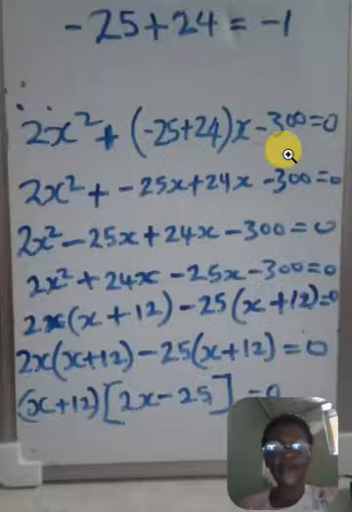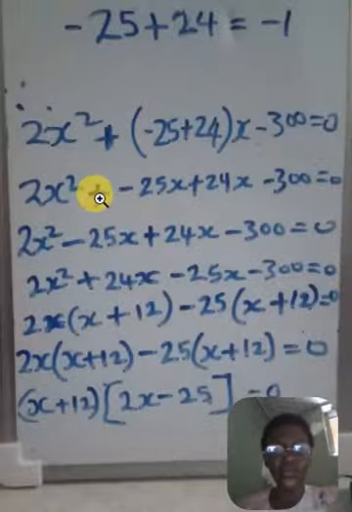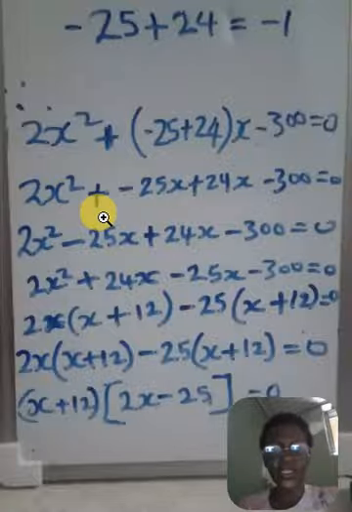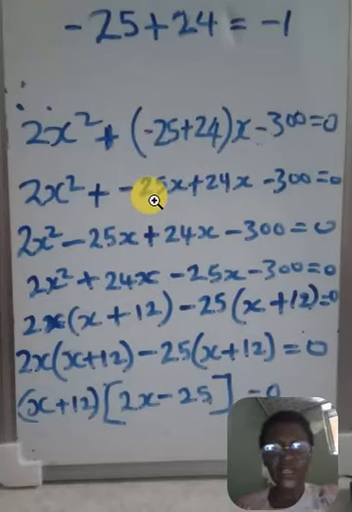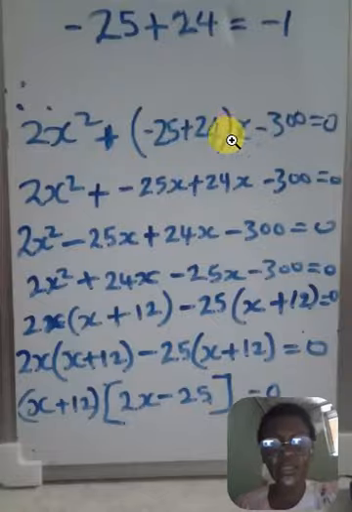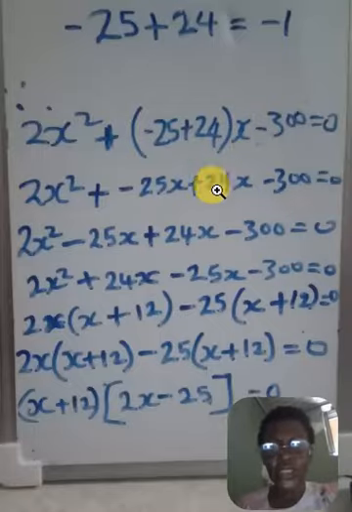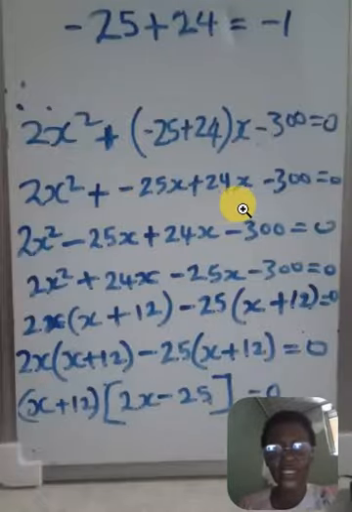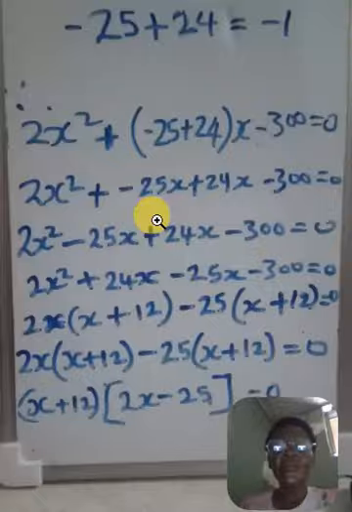Now we have to open up the brackets. So 2x squared plus minus 25x, there's an x outside the bracket, so minus 25x plus 24x. So the bracket has been removed. Now let's try to group numbers that have something in common.